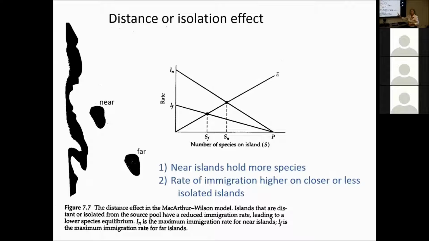And so from the immigration point, the last one is really sort of an area effect. This is an isolation effect. And isolation theoretically is affecting the immigration rates. So if you're closer to some sort of source population, then your chance of immigration is going to be higher. You know, just by chance alone, you're throwing darts at a dartboard. If you're closer to that dartboard, you're going to hit it. Well, at least I will, than if I'm farther away. Okay, so that's almost like a random process here. So near islands will hold more species on average than farther islands.